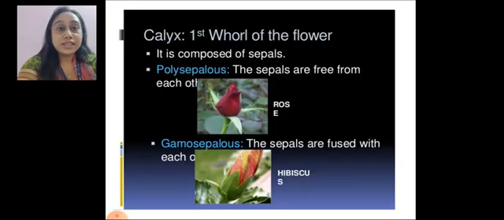Then we studied the first whorl of the flower, that is calyx. We knew that calyx is composed of sepals, and these sepals are green in color and they protect the floral bud. Now the sepals may be arranged in two different ways: polysepalous, where the sepals are free, and gamosepalous, where the sepals are fused with each other.